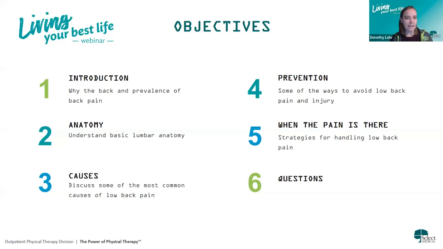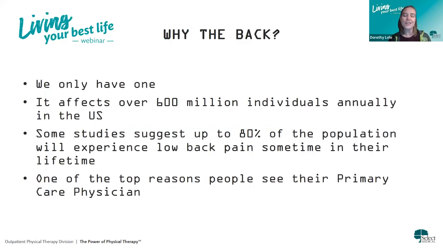So our objectives for this evening: introduction, why the back and why are we talking so much about the back? And I'll give you a hint, it has to do with the prevalence of low back pain. We'll talk a little bit about basic anatomy just to help you understand what might be going on with the spine and potential sources of back pain. We'll talk about some of the most common musculoskeletal causes of low back pain. We'll get into some prevention strategies, ways to avoid low back pain and injury. And then what are some strategies for managing low back pain when you already have it? And then finally, we'll get into questions. So hopefully in this next little bit of time, you'll learn some really awesome stuff.